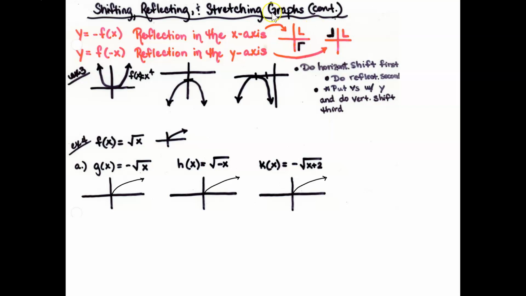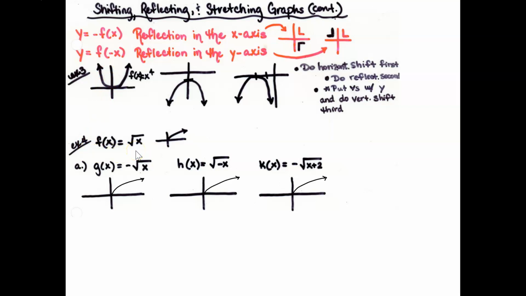Now, how do we tell the equation that we want it to do that? Well, if you put a negative out in front of the entire function, that's reflection in the x-axis. If you put a negative just in front of x and plug it into the function, that's reflection in the y-axis. So let's actually start down here at the bottom and then we'll go back up to the top.